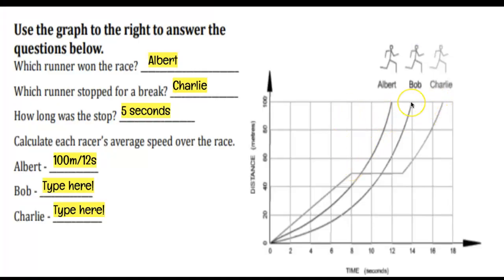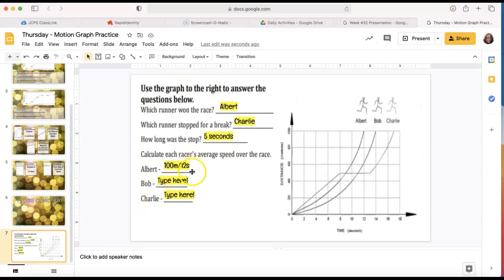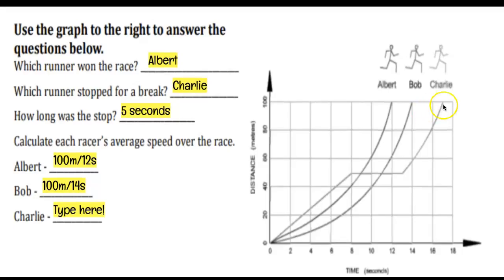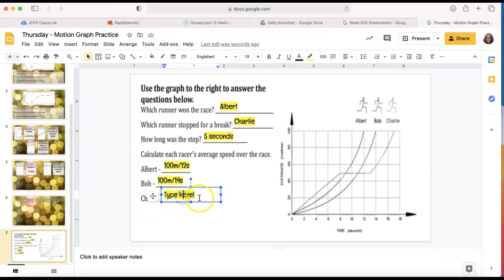Next we have Bob. Bob went 100 meters as well, but it took him 14 seconds. So for his average speed, you're going to do 100 meters divided by 14 seconds. And the last racer was Charlie. Charlie got to that 100 meter mark, but it took him about 15 seconds. So you'll do 100 meters divided by 15.